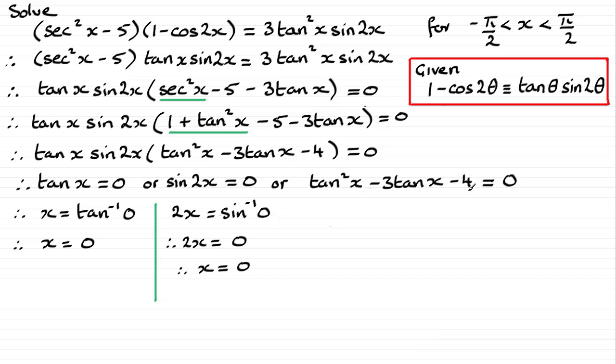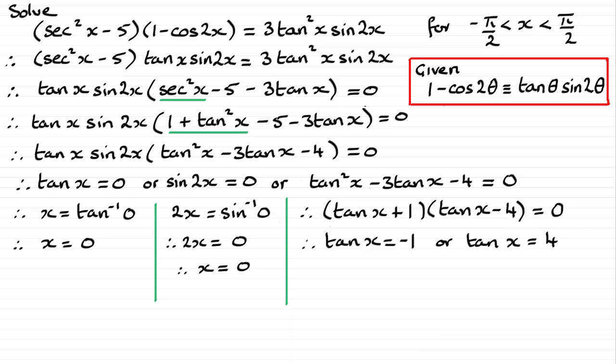Now, for the quadratic in tan x, I need to factorize this, and it factorizes very easily to tan x plus 1 times tan x minus 4 equals 0. And that would mean that each of these factors would equal 0, leading to tan x equals negative 1 and tan x equals 4.